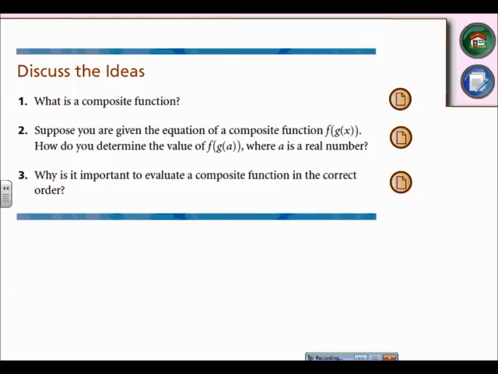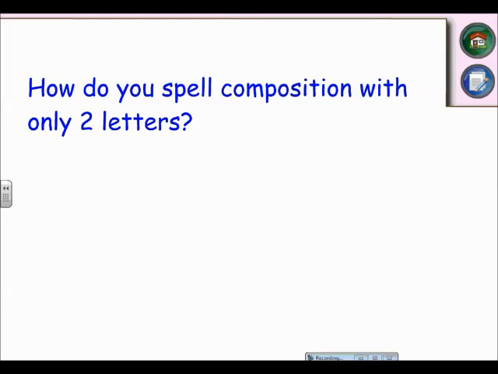Hey, finish off your 3 questions there for yourself. 1, 2, and 3. And I'm going to leave you with this final question. How do you spell composition with only 2 letters? I'll let you think about this one. I'll give you the answer, but I'll let you think about it.